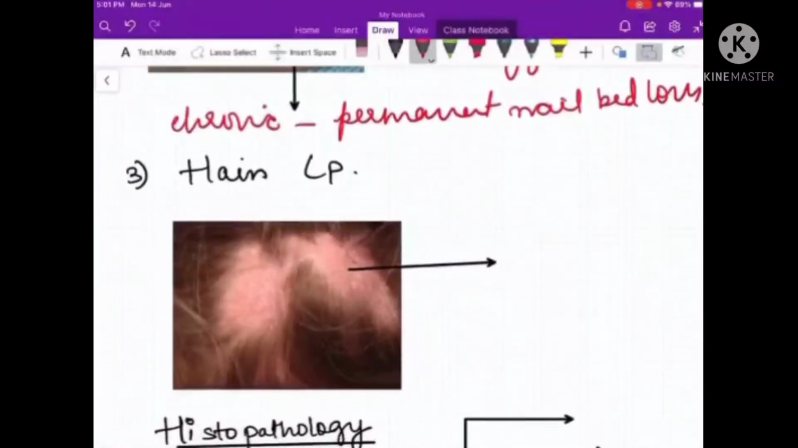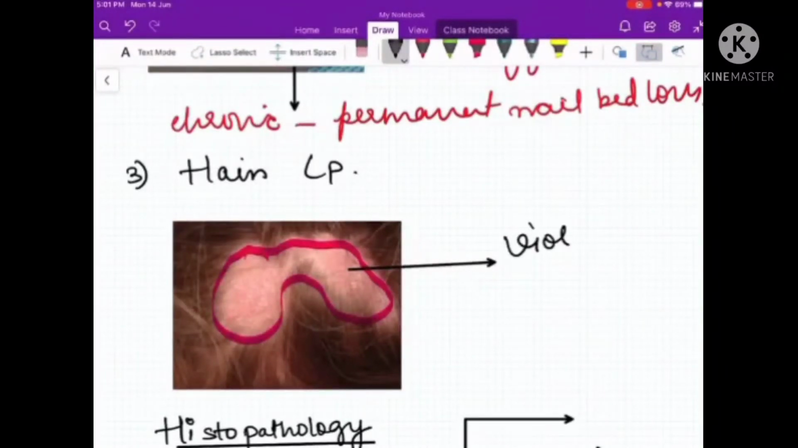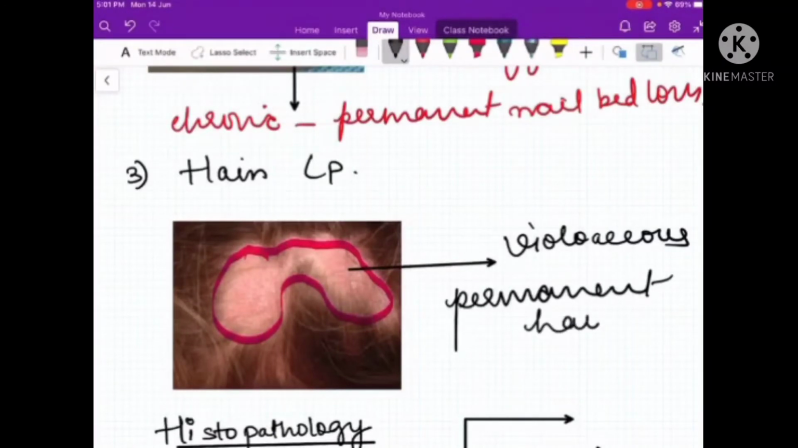The hair LP we can see in this picture is a very big lesion. These are also very violaceous lesions leading to permanent hair loss.